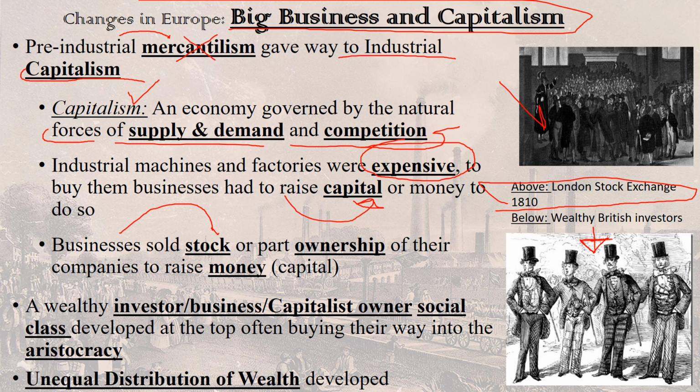Businesses sold stock, or part ownership in their companies, in order to raise the capital to buy new machines, to build a new factory. And that then, cause and effect, leads to the creation of this new social class, this capitalist or investor or business class. I know they have several different terms and the regions can use any one of these, but these people become kind of a new aristocracy. Some of them actually buy their way into the aristocracy. They buy huge tracts of land, which gives them title of nobility.